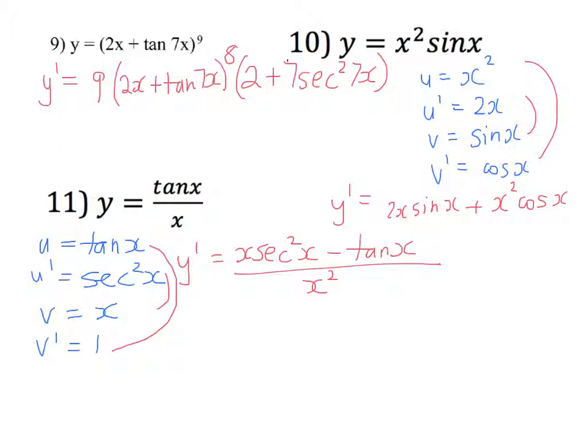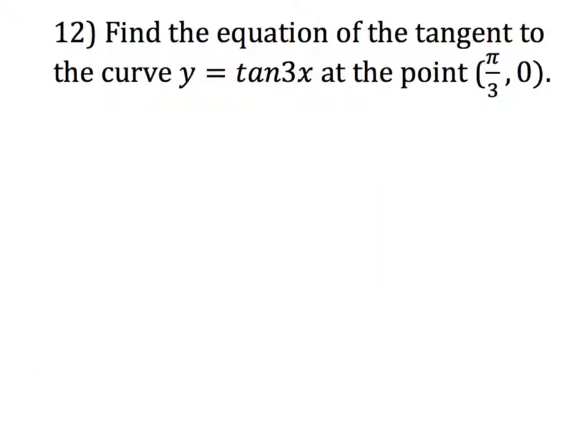That can't be simplified any further, so we'll just leave it like that. Although we could change sec squared to 1 on cos squared, and we could change tan x to sine x on cos x, and look for a common denominator there, but what we've got there is perfectly okay. Okay, number 12. Find the equation of the tangent to the curve y equals tan 3x at the point pi on 3, 0. So you might remember finding the equations of tangents and normals when we did the topic last year on geometrical applications of calculus.